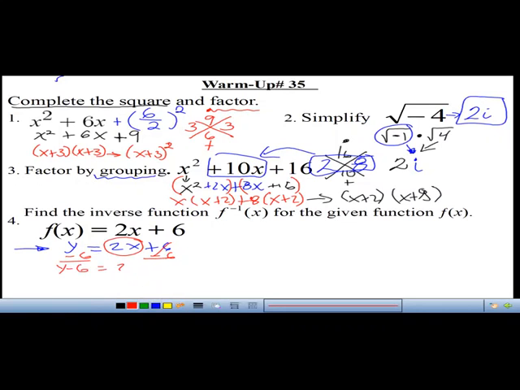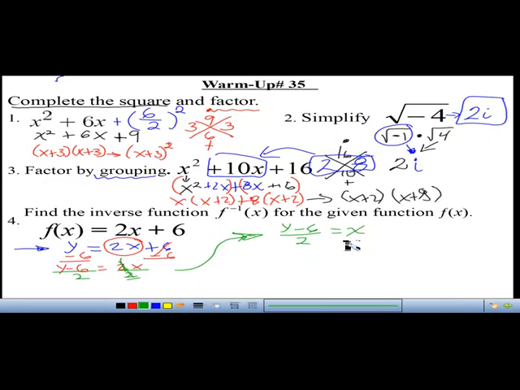Am I done? No, Mr. Q. All right. So that means at this point, I'm going to divide by 2, divide by 2. So then this is a giant 1. So I'm going to continue over here. So I end up with y minus 6 over 2 equals x. Okay. All right. Look up.